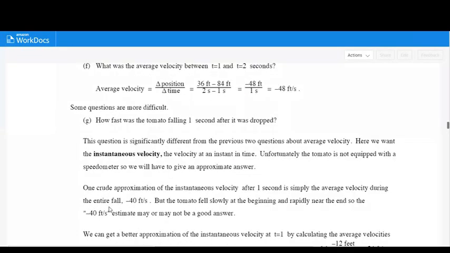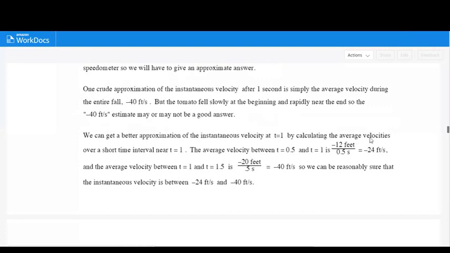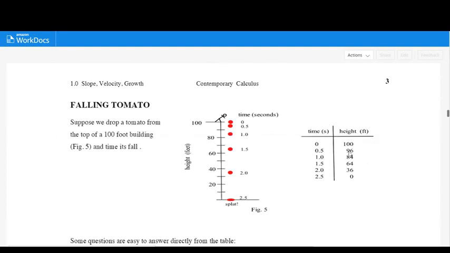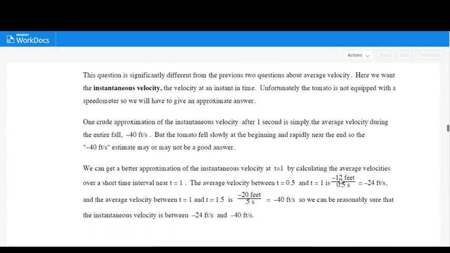So yan. So we can get a better approximation of the instantaneous velocity at t equals 1 by calculating the average velocities over a short time interval near t equals 1. So we can have the average velocity between t equals 0.5 and t equals 1. So 0.5 at saka 1. 96 minus 84, that is 12. So kaya may 12 tayo dito, all over 0.5 minus 1, or 1 minus 0.5, that is 0.5. So you'll get negative 24 feet per second.